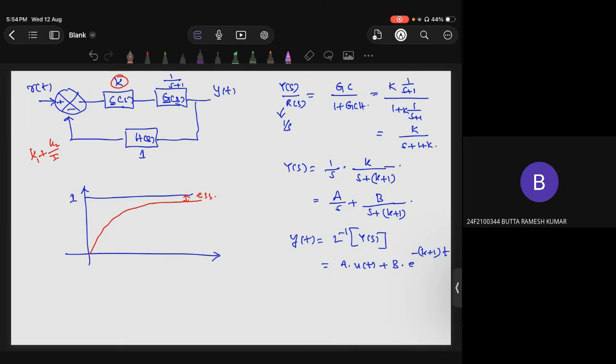If you do the same process again, find the Y of t, then you will get a response like this, where the steady-state error E of S goes to 0, but you will get some overshoot. Then you replace with K1 plus K3 S. So you will get something like this.